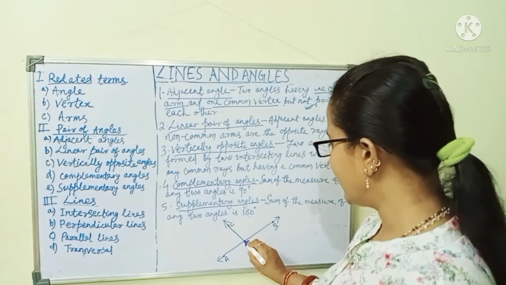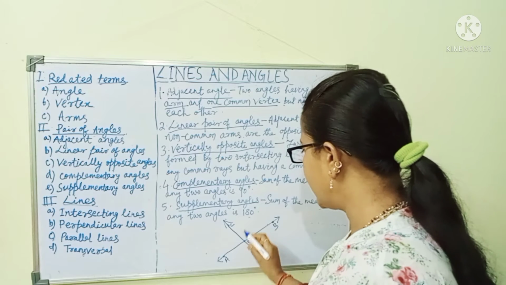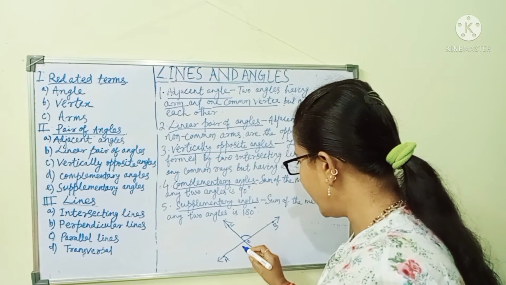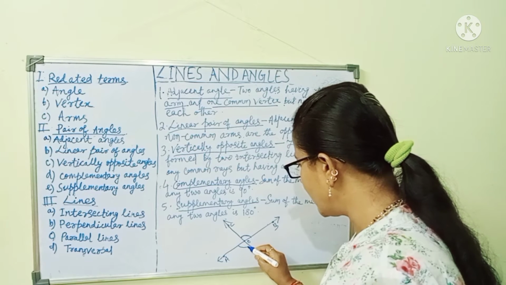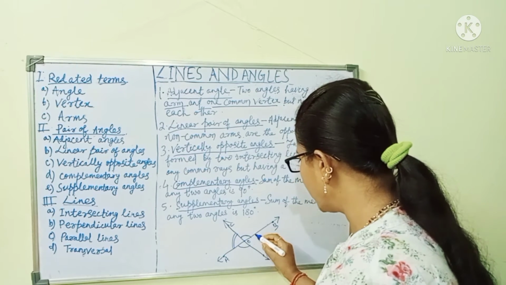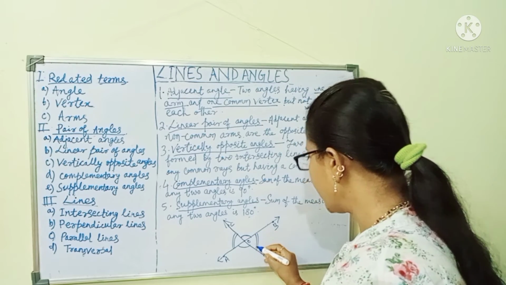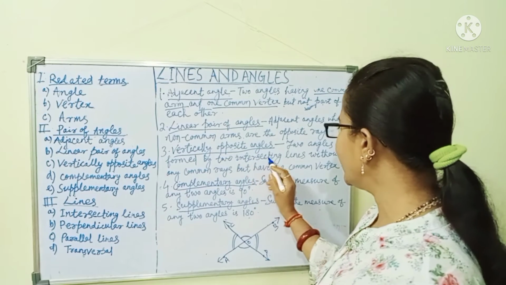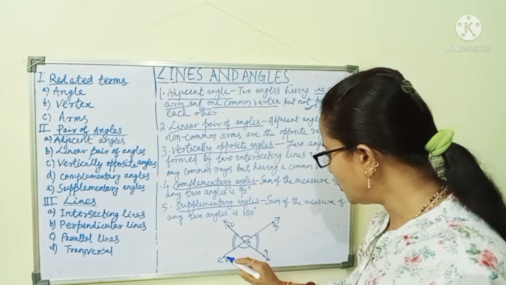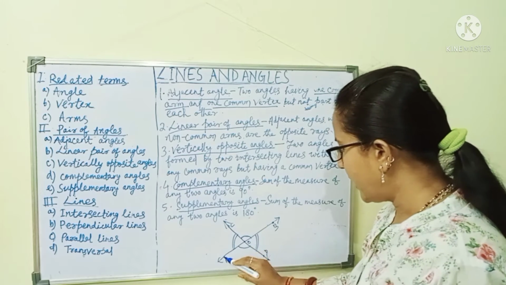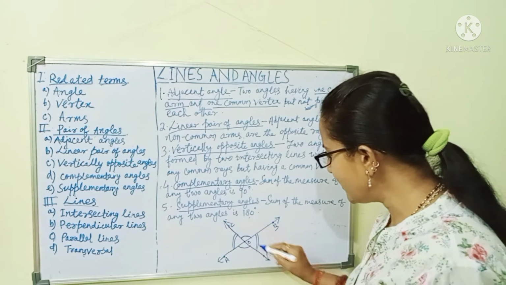So at this point they will create vertically opposite angles. This angle is vertically opposite to this angle, and this angle is vertically opposite to this angle. Why? Two angles are formed by two intersecting lines. The two intersecting lines are AB and CD. AB is a line, CD is a line.